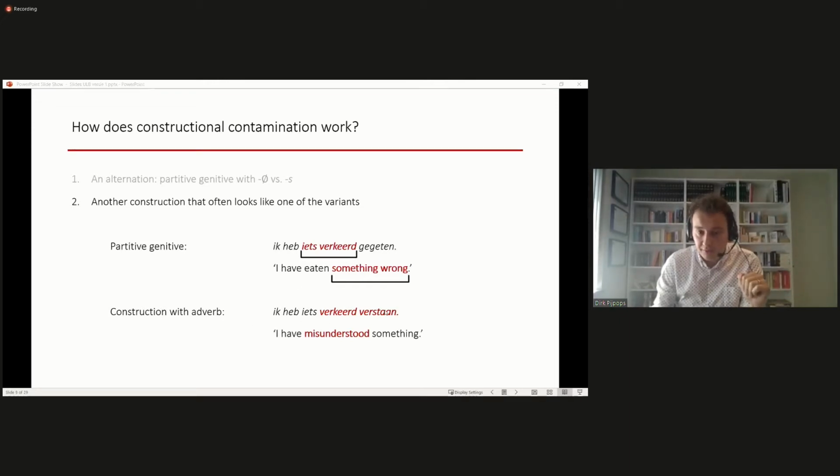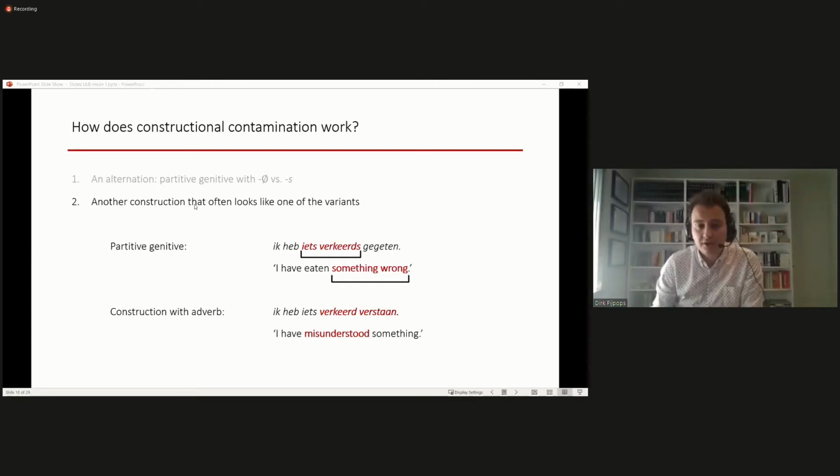Now, this superficial resemblance, because that's all it is, is superficial. They're completely different constructions from a structural point of view. The superficial resemblance is only present for the variant without S ending. When you add the S ending to the partitive genitive, you can clearly see the difference, because the S ending is only possible with actual partitive genitives and not with any other construction in Dutch. All right, so that's step 2.